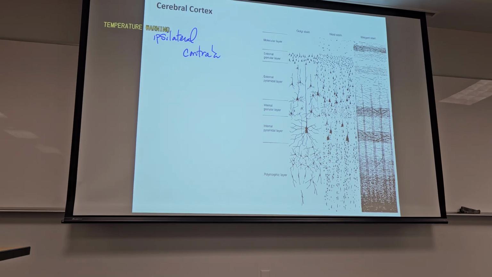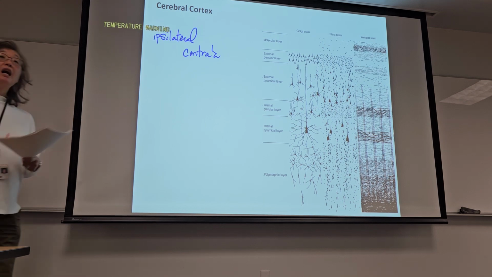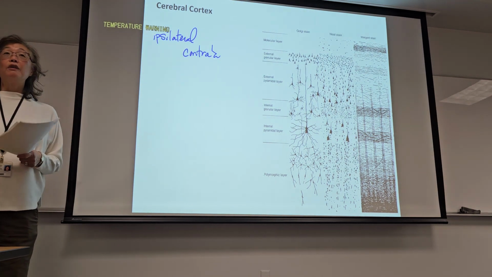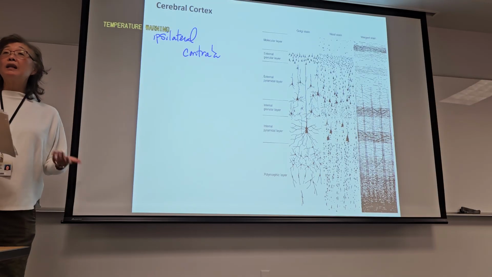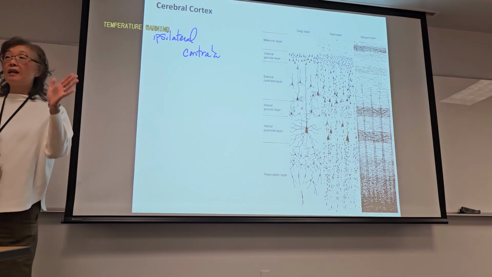So ipsilateral and contralateral. Ipsilateral means same side. Contralateral means opposite side. So if this projection or this lesion is ipsilateral to something else, it's the same side to it.